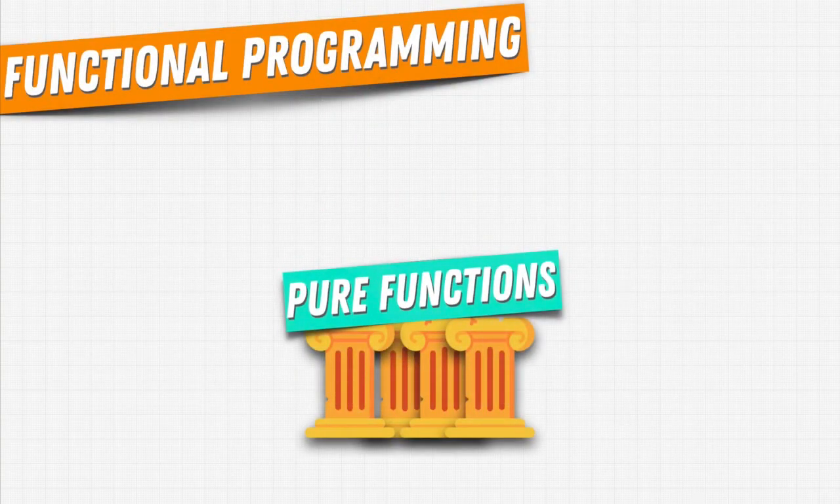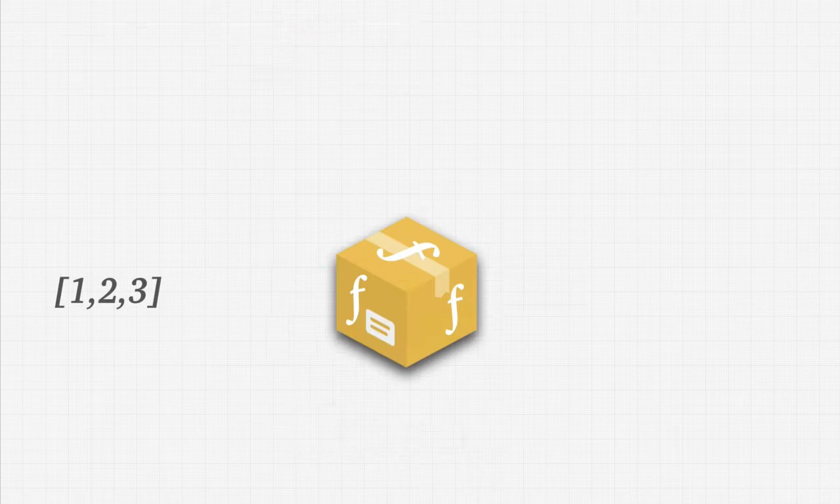What is a pure function? Well, a pure function looks like this. We have a function. So instead of a box that we had before of objects of all these functionalities, instead think of this as just a simple function. And let's say we give it a list containing 1, 2, and 3.